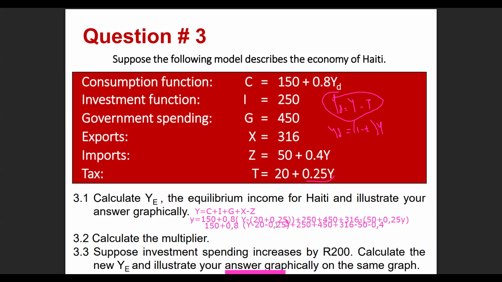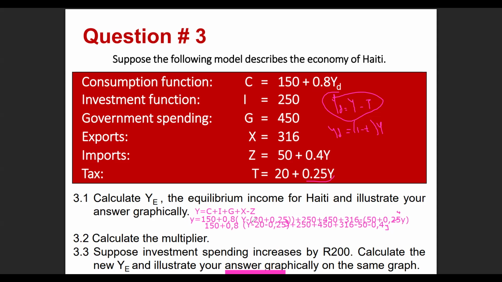I hope you guys can see. So we said negative times 20, we got negative 20. Negative times 0.25Y, we got negative 0.25Y. Then we said plus 250 plus 450 plus 316. Then negative times 50, we got negative 50. Negative times 0.25Y was supposed to be 0.4Y, so here we're supposed to have 0.4Y. And now we're just going to also solve the bracket.